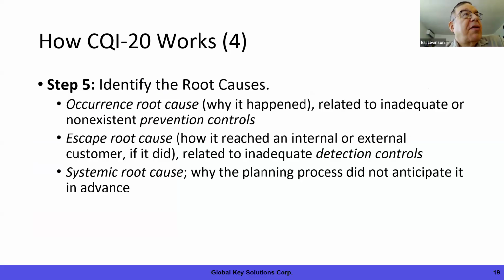Identify the root causes. The occurrence root cause is why it happened. And again, there's a tie-in with FMEA because the prevention controls are supposed to stop it from happening at all. The escape root cause is related to inadequate detection controls. The systemic root cause: why the planning process did not anticipate it in advance. Why didn't we see this coming? Why didn't we see this coming in advance? Next slide.